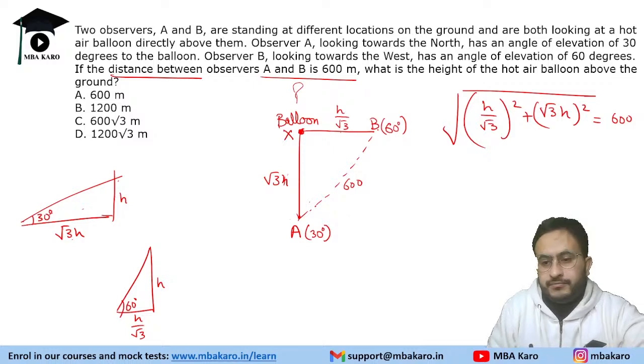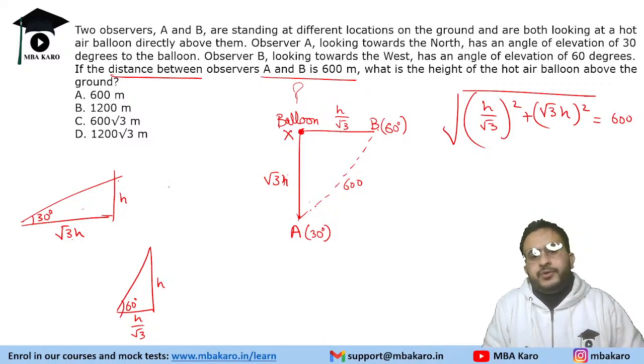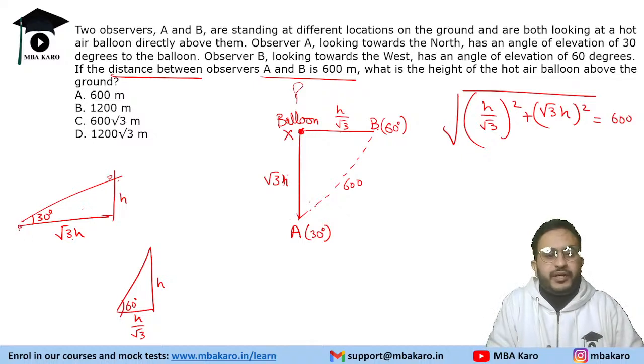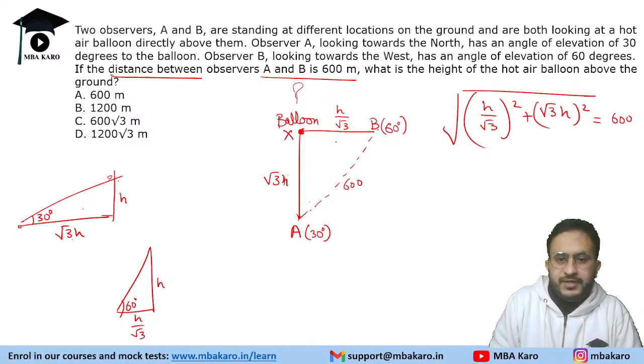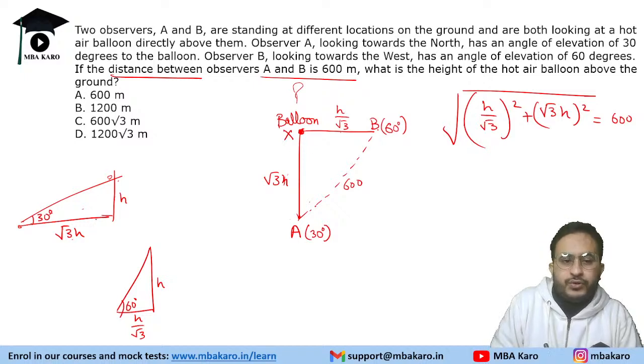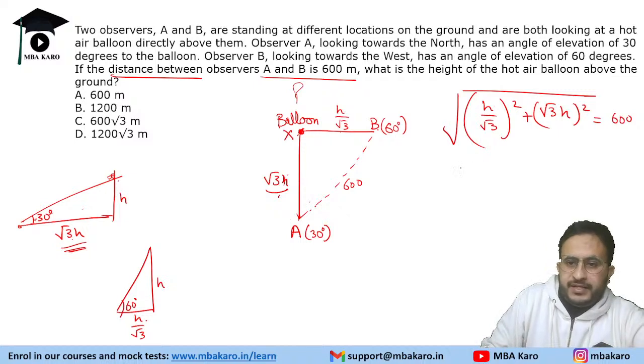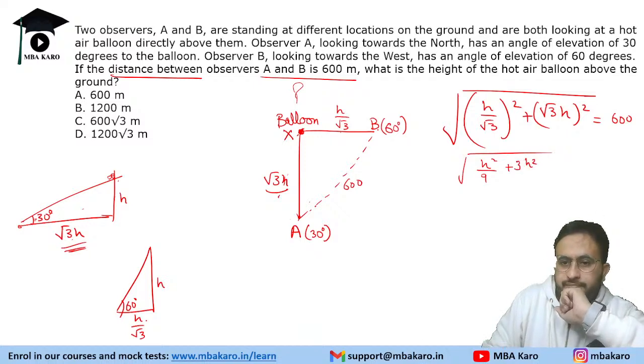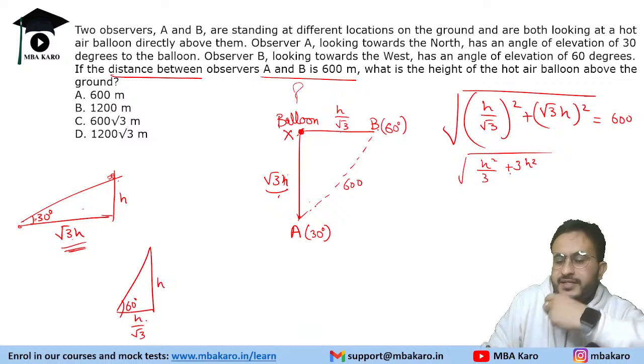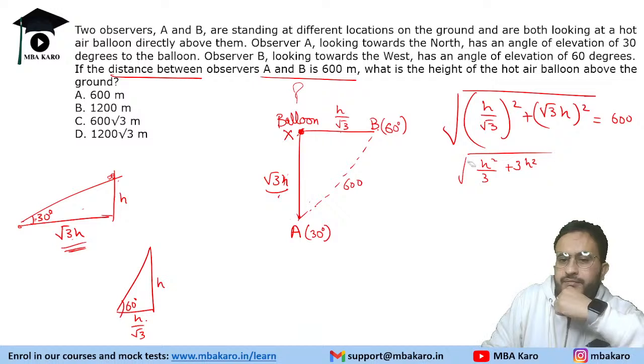So I hope you got how we got h and root 3h, because if you are looking at a balloon from this point, forget that east, west, north, south. There can be any two directions at 90 degrees. So if the height is h and you're looking at 30 degree, the distance is root 3h. So A is root 3h distance and B is h by root 3 distance. So this is 600. Okay, so when we multiply it, we will get h square by 3 plus 3h square is equal to 600 square.